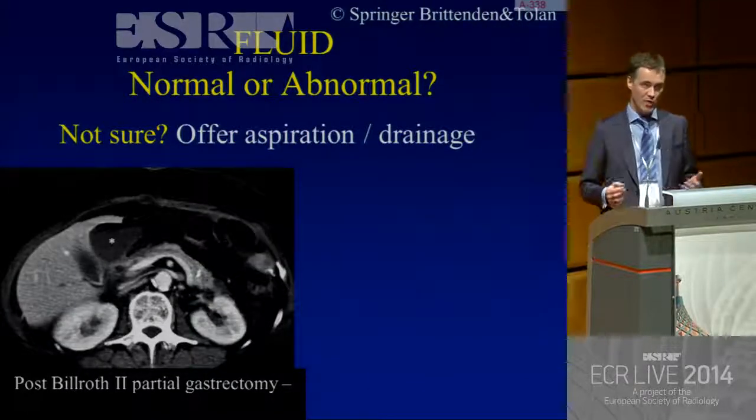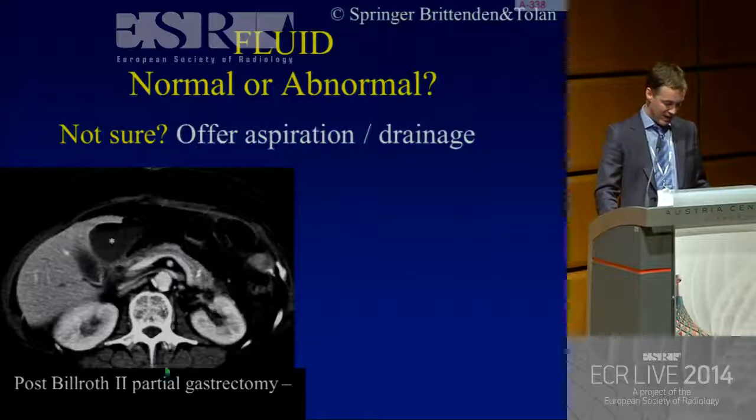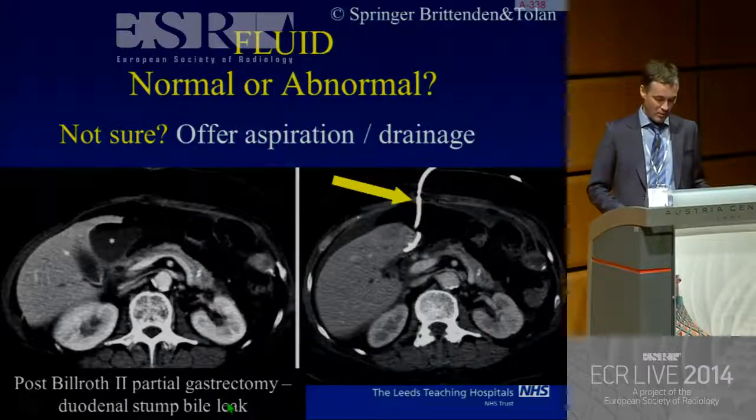Again, if you're not sure, offer to aspirate. Here's a small collection just under the left lobe of the liver in a patient who had a partial gastrectomy. We couldn't opacify this bit with contrast, so we offered to pop a drain in, and out came pus.